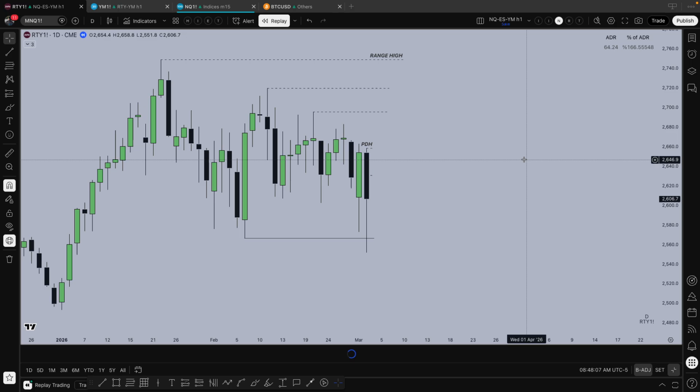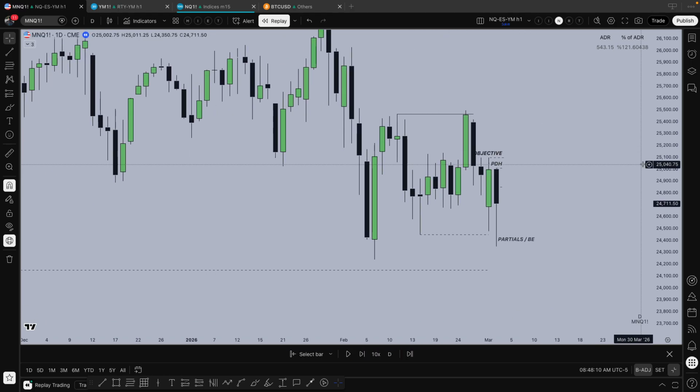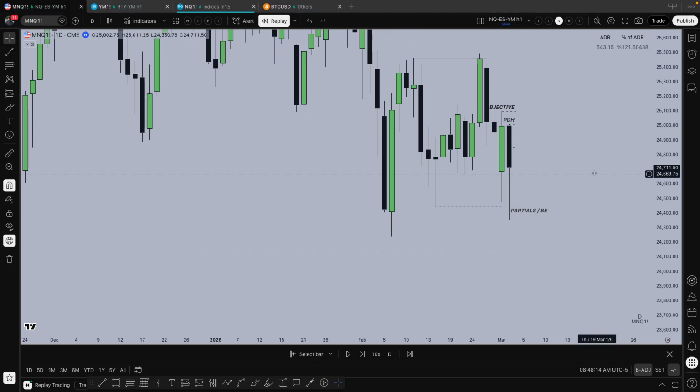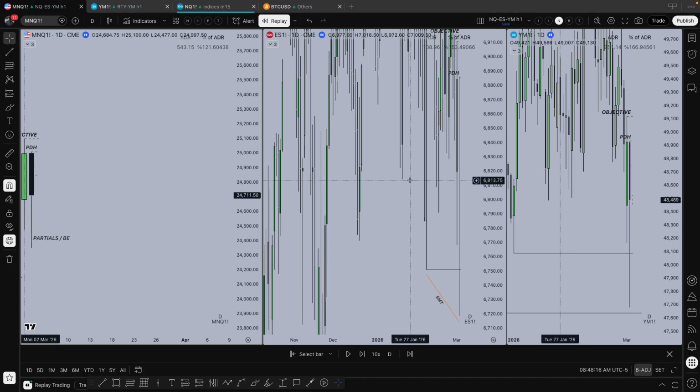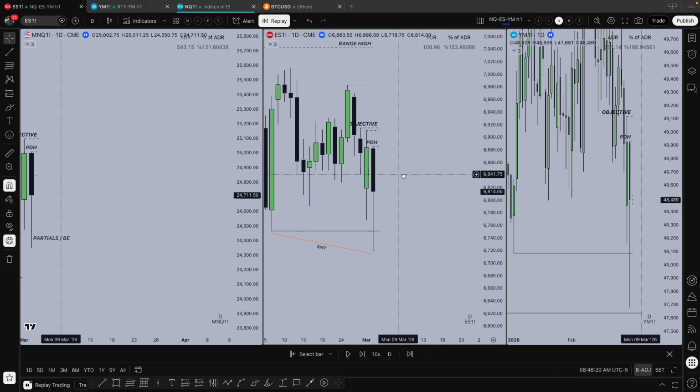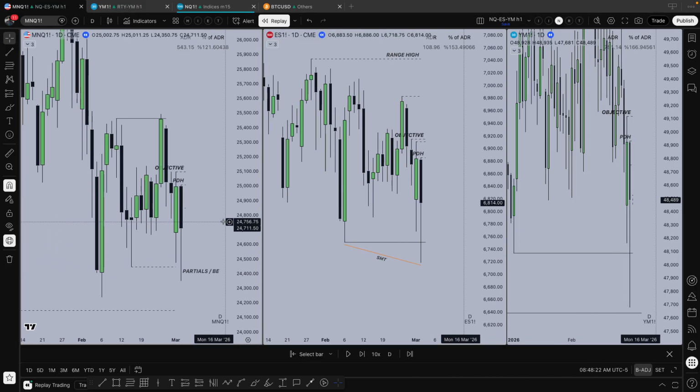I'll explain this later, it'll be better. Okay, just ignore the drawings for the moment. NQ and ES, the framework was based off of NQ and ES. ES reached here, NQ didn't. ES is asset A, and NQ is asset B.